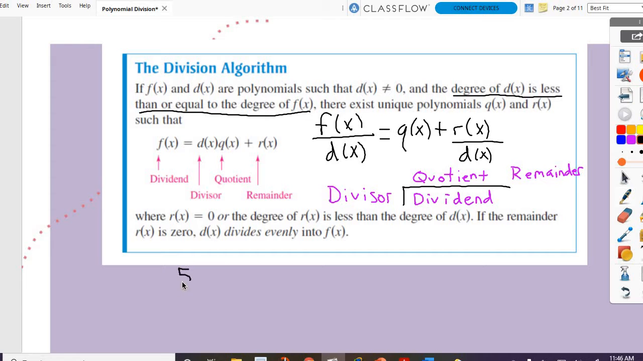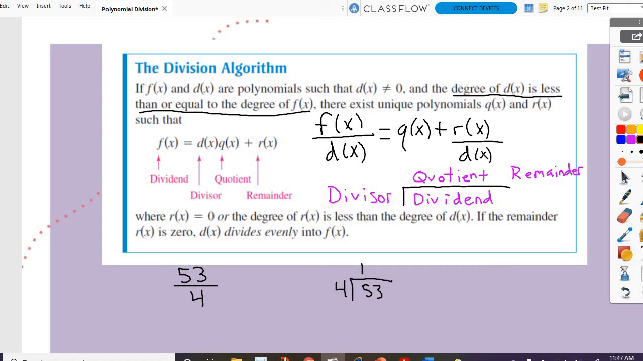So if I had something like 53 divided by 4, and I wanted to complete that by doing long division, what goes where? The 53 goes on the inside, and the 4 goes on the outside. Remember, you start with your first number first. So how many times does 4 go into 5? 1.